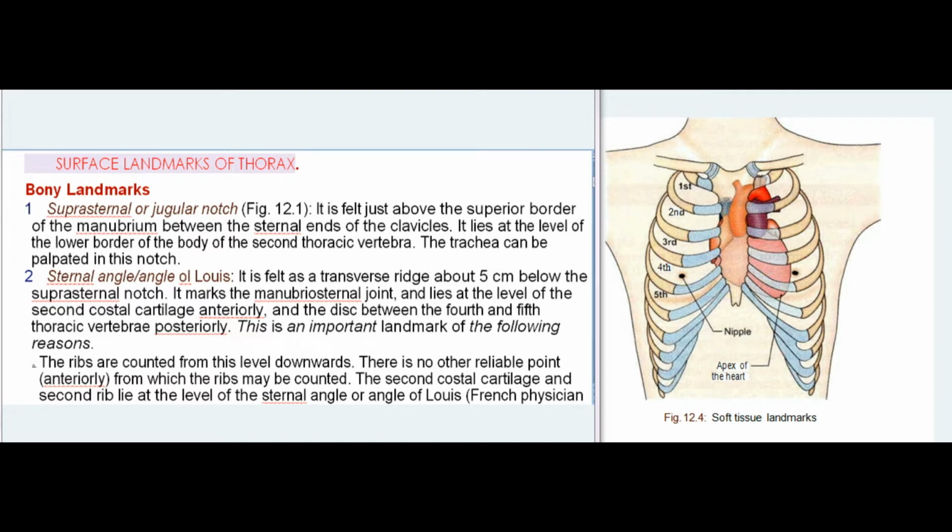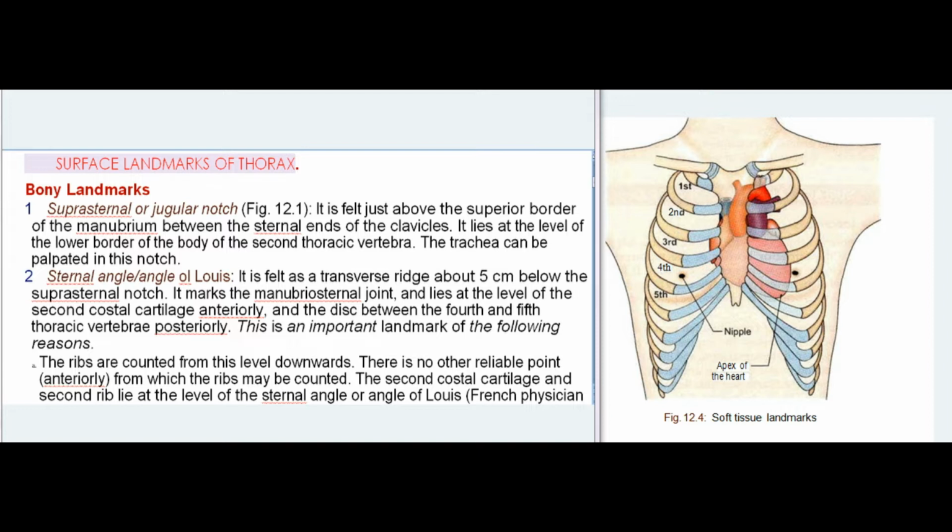Bony landmarks. 1. Suprasternal or jugular notch, Fig 12.1. It is felt just above the superior border of the manubrium between the sternal ends of the clavicles. It lies at the level of the lower border of the body of the second thoracic vertebra. The trachea can be palpated in this notch.